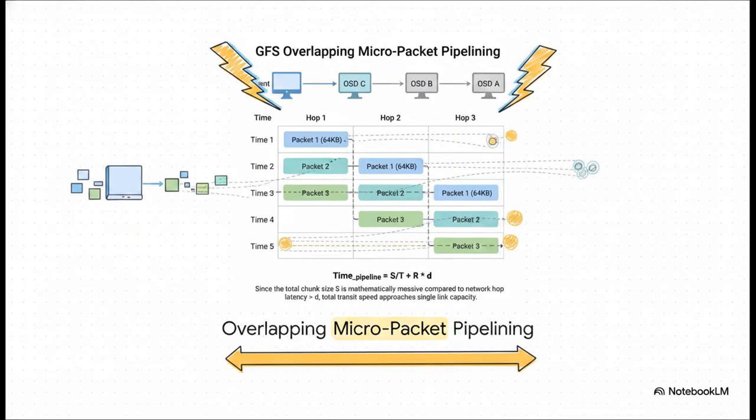To make this pipeline even faster, lightning fast really, GFS takes that massive 64 megabyte payload and splits it up into 64 kilobyte micro packets. Notice how these packets overlap in transit. While packet 3 is just leaving the client, packet 2 is already hopping between servers, and packet 1 is actually finishing its journey. Mathematically speaking, because the total chunk size is so massive compared to the tiny network hop delay, this overlapping compresses network transit delays dramatically. The total transit speed actually approaches the maximum capacity of a single network link. It is a highly aggressive networking trade-off, but it absolutely maximizes continuous stream bandwidth.